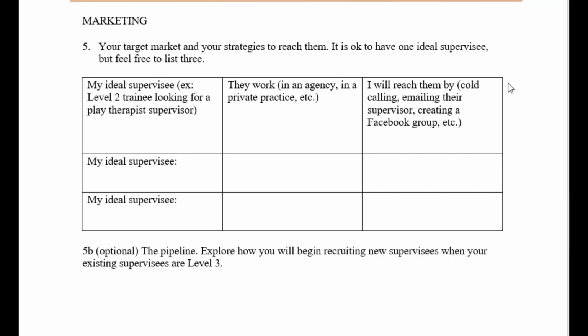And then marketing. So your target market and your strategies to reach them. Remember this from our presentation in the lecture. It's okay to have one ideal supervisee, but feel free to list 3. So if your ideal supervisee is already under supervision, but they need someone with a particular specialty, then list that. You may want someone who works in an agency already or a private practice already, and you want to make sure that you think about how you'll contact them. Are you going to cold call them? Are you going to ask for an introduction? All of that you'll write down here.